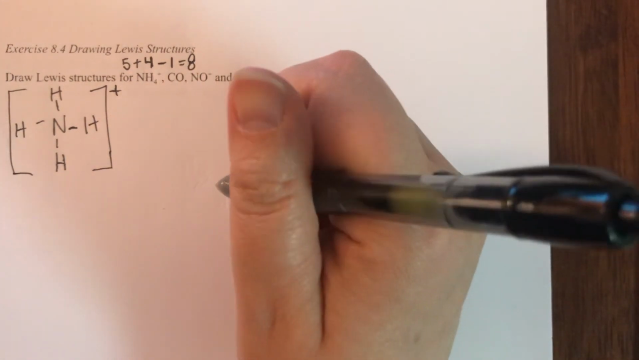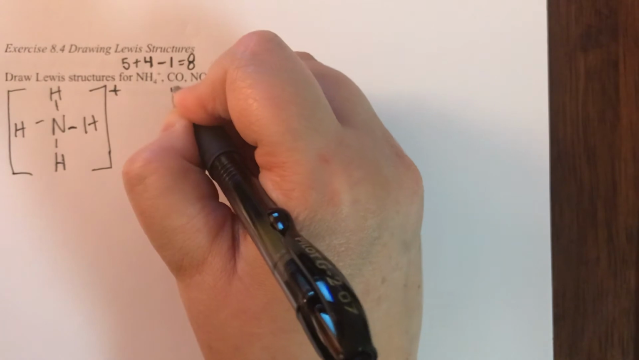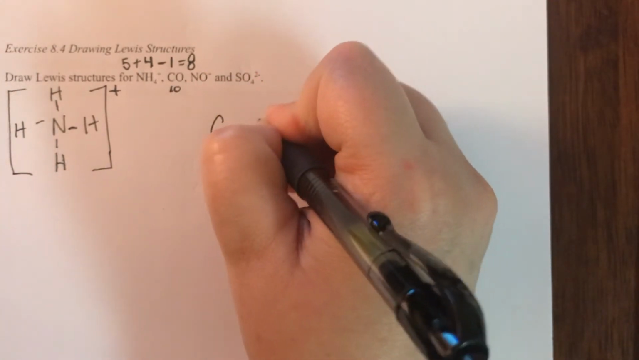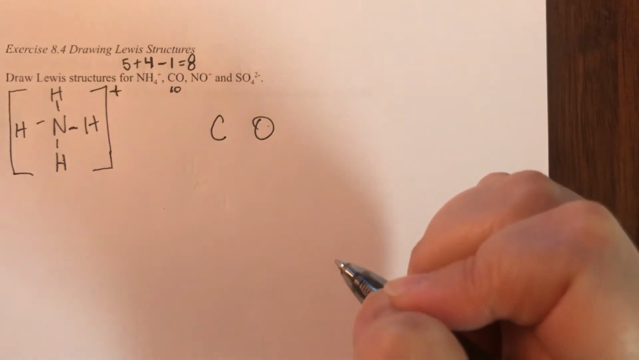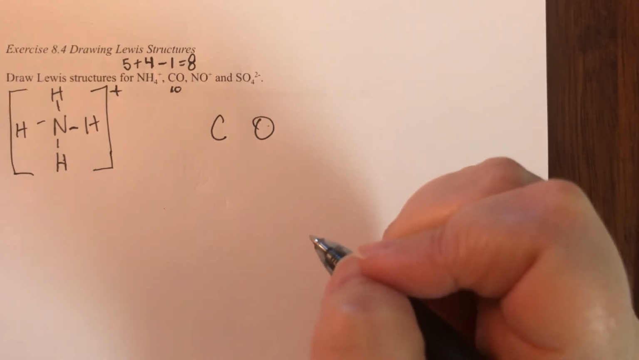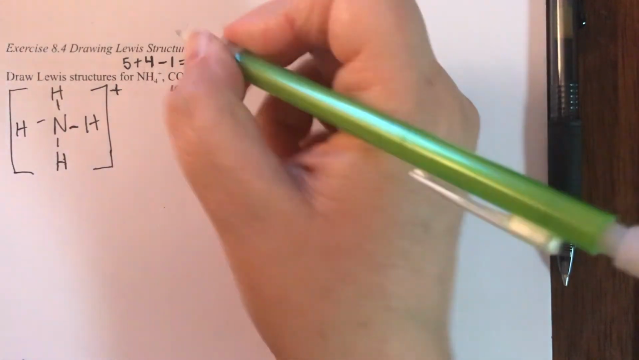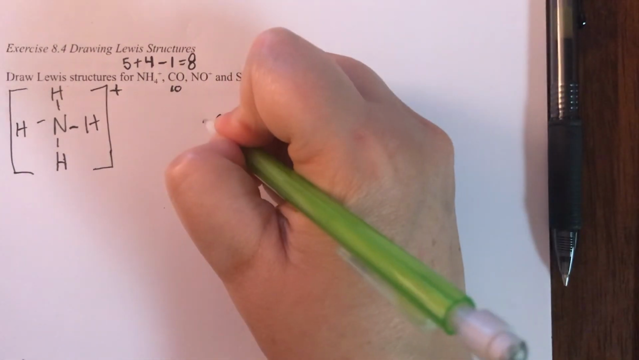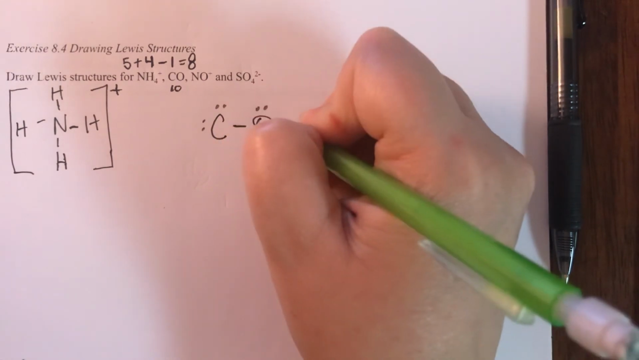Okay, CO. C's got 4, O's got 6. That makes 10 altogether. Let's put the C next to the O. It doesn't matter who's in the center because they're just next door to each other. So we go ahead and put a bond between them. That's 2. And here comes out my pencil again. 2, 4, 6, 8, 10.